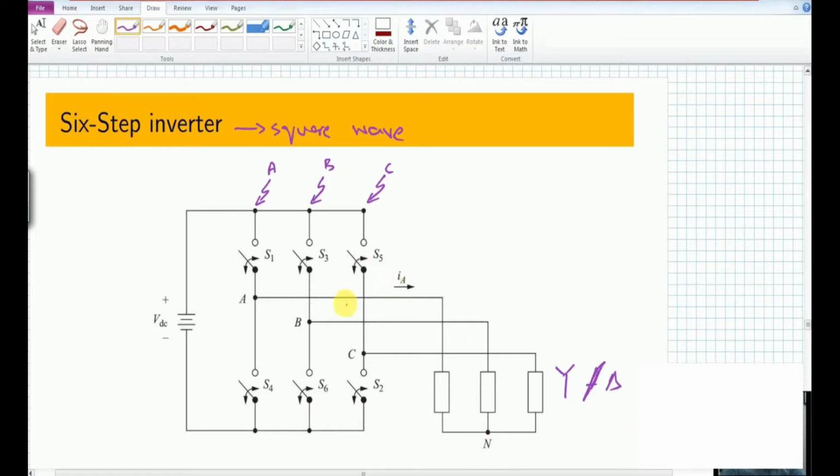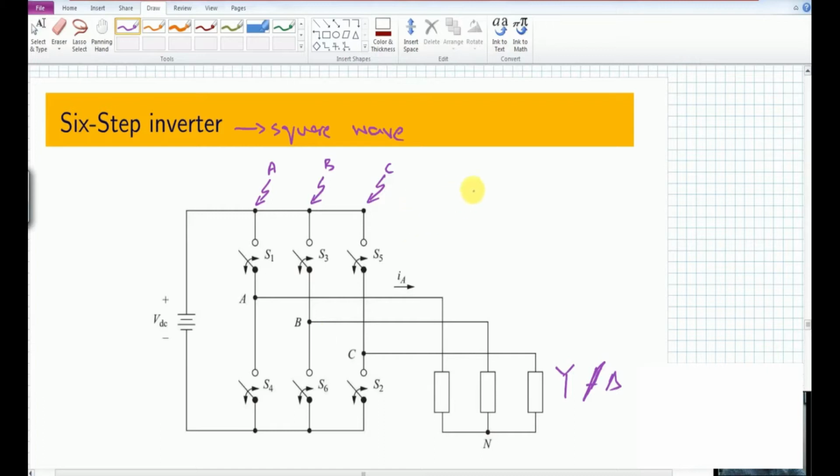In a square wave inverter, as you can see, these 6 switches are numbered such that we have S1, this is S3, this is S5, this is S4, 6 and 2. The numbering scheme looks quite bizarre at first sight, because this is 1, 3, 5 and here we should have 2, 4, 6, but it is 2, 4, 6 and 2. So these are numbered according to the turn on sequence.